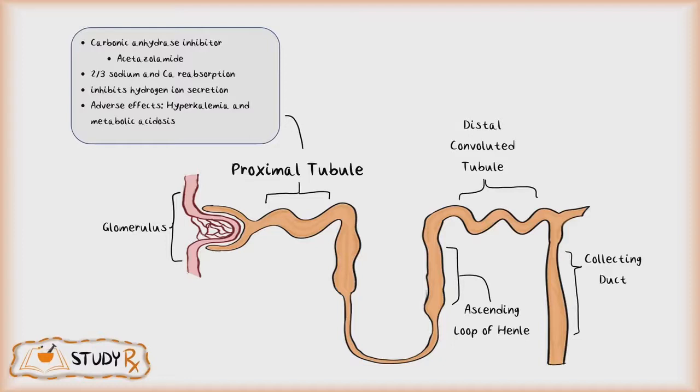So a good note to remember is that hyperkalemia may precipitate from metabolic acidosis, and vice versa, hypokalemia can precipitate from metabolic alkalosis.